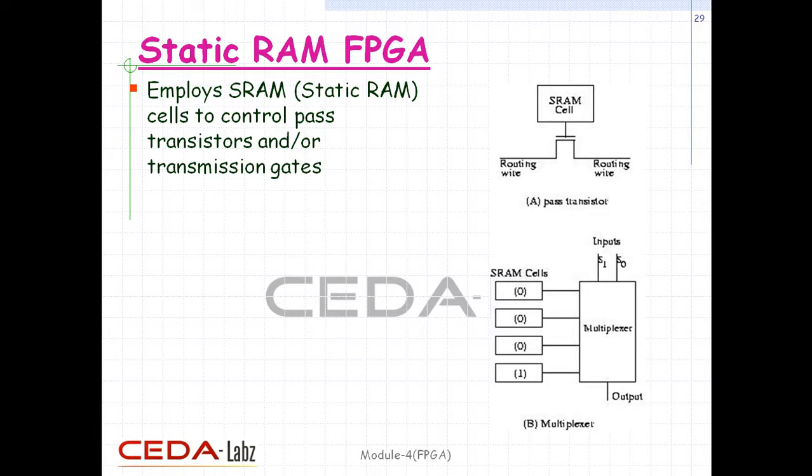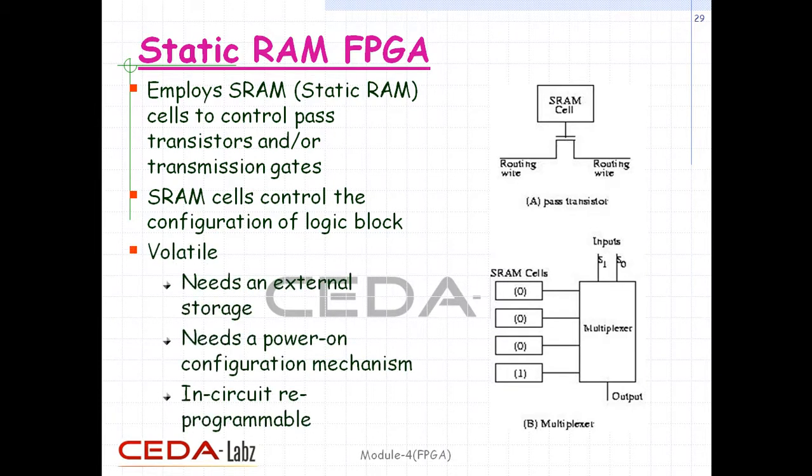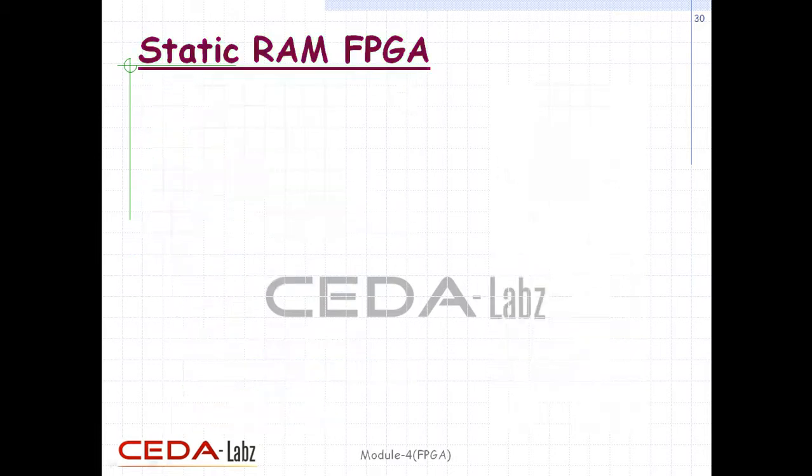The SRAM cell works in 3 modes: standby, reading, writing. So this SRAM cell controls the configuration of the logic block during programming. SRAM-based FPGAs are volatile in nature. They lose all configurations after power off. So, there is a need for an external storage device during configuration. EPROM is used for this purpose. So, the FPGA in this technology is reprogrammable again and again.